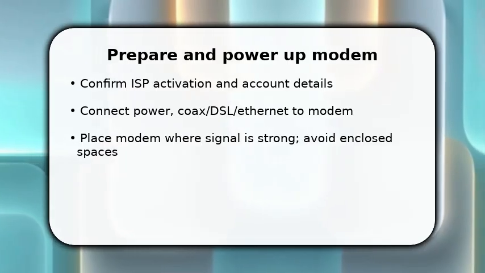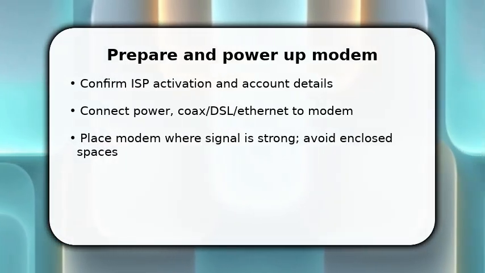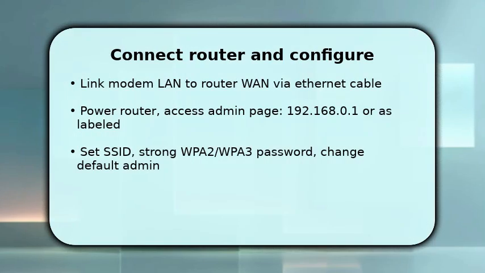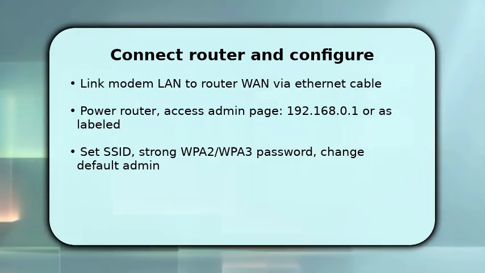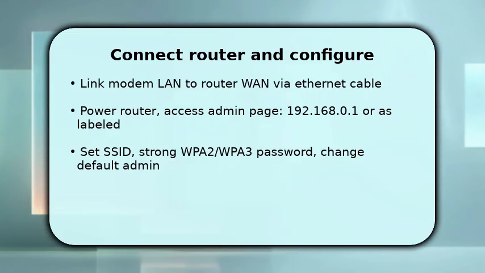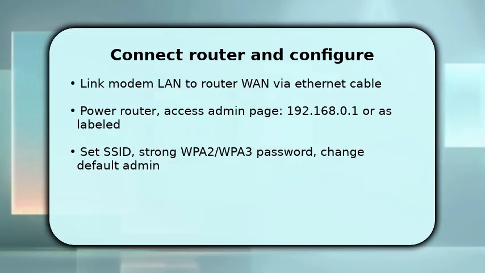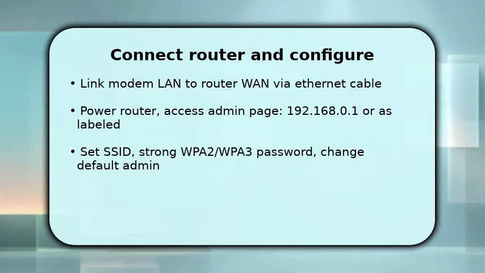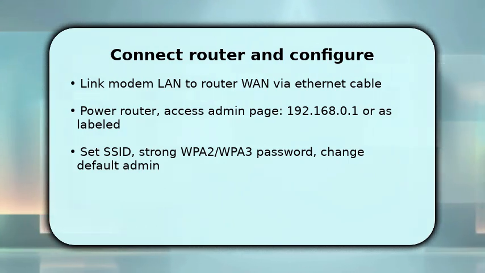With the modem online, you connect the router's WAN port to the modem using a quality Ethernet cable so devices can share the internet. Power the router and open its admin page, often 192.168.0.1, or use the app. You need to follow on-screen setup to obtain WAN IP and DNS automatically. Make sure to set a clear SSID and a strong WPA2 or WPA3 password. And change the default admin username and password.